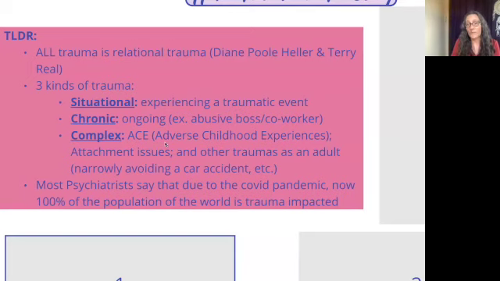The other side of it, having a sibling that was sick all the time and the parents having to spend more time with them, actually causes trauma to a child, let alone the child who's sick experiencing trauma as well. So there's those kinds of things. It's worth taking a read of that at the end. So with ACE, they consider that 80 to 90% of the population is trauma impacted. And going down to my last bullet here, I should put a star by it. Most psychiatrists say that due to the COVID pandemic, now 100% of the population on this planet is trauma impacted.